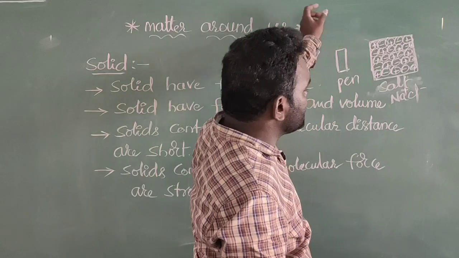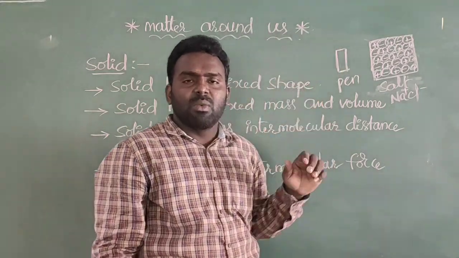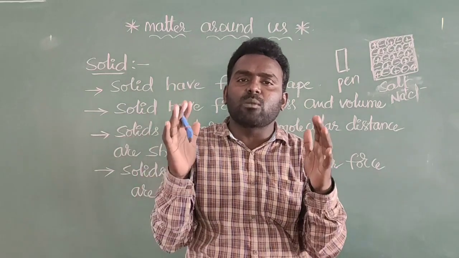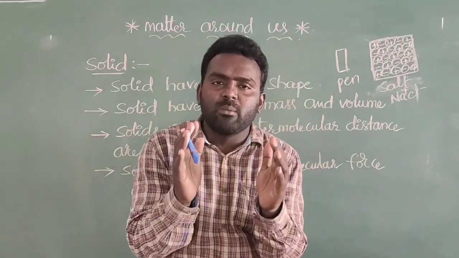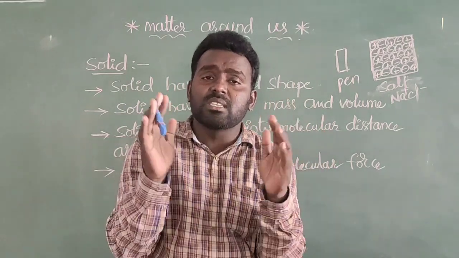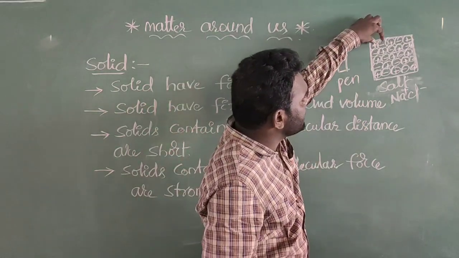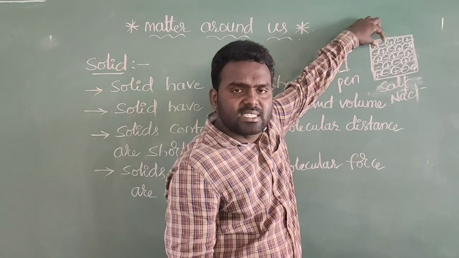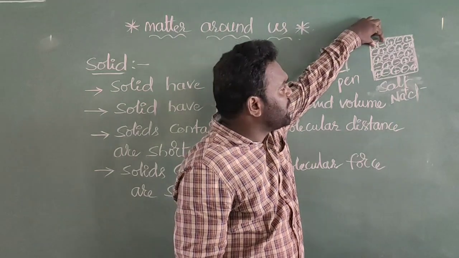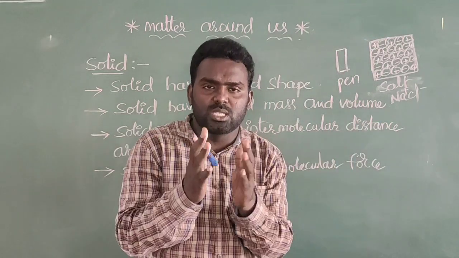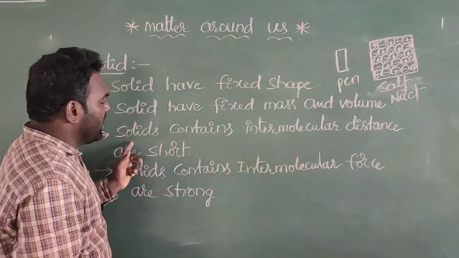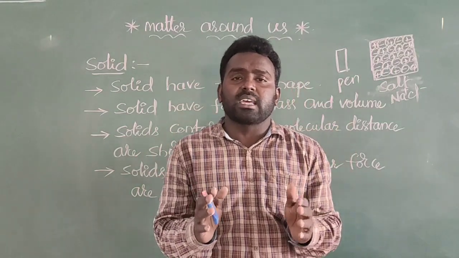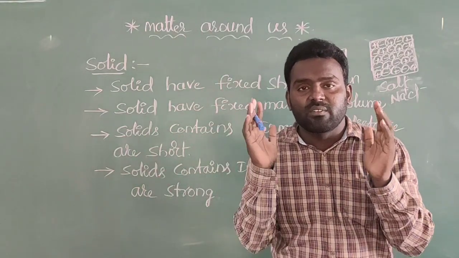By observing this solid crystal, this NaCl, I am saying that the intermolecular distance between the particles in solid materials is very small, very short. You can see the distance between these two ions, Na plus and Cl minus, is very close. That's why I am saying that solids have very short intermolecular distances.